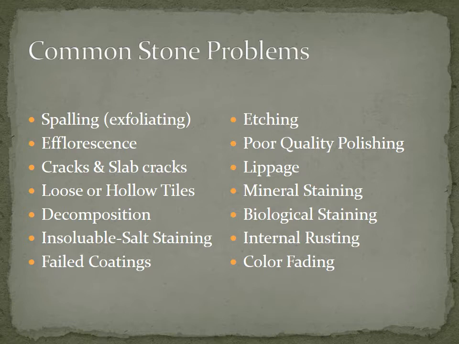Etching, which is through acid in the food or whatever that's got onto the surface of the stone and left little white etch marks, usually in a little donut type of pattern from a soft drink or whatever, the bottom of the glass was set back down. Or it could be from spills of lemon juice, vinegar, whatever. Poor quality polishing, you'll see inconsistencies in the stone because of just a bad factory process. Lippage, uneven tiles that were installed, a bad installation.